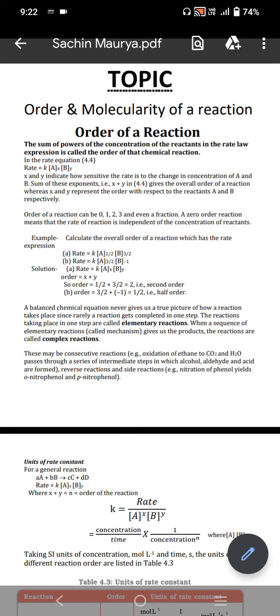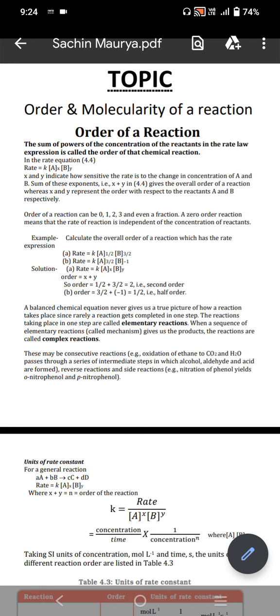Balanced chemical equations never give us a true picture of how a reaction takes place, since rarely does a reaction get complete in one step. The reactions taking place in one step are called elementary reactions. When a sequence of elementary reactions gives us the product, the reaction is called a complex reaction.